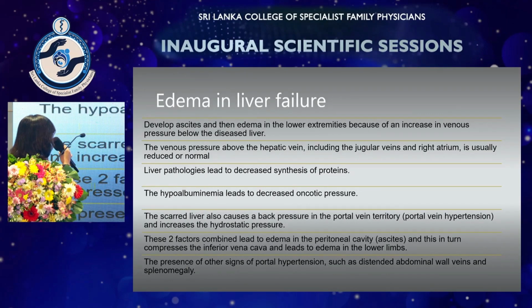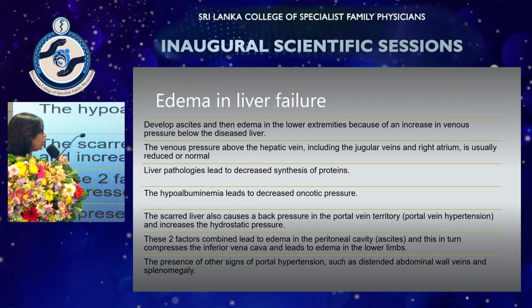And edema in liver failure is similar to that. It's a little bit different. It develops ascites and then edema in the lower extremities because of an increase in venous pressure below the diseased liver. The venous pressure above the hepatic vein, including the jugular veins and right atrium, is usually reduced or normal.